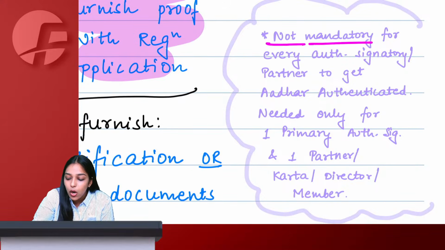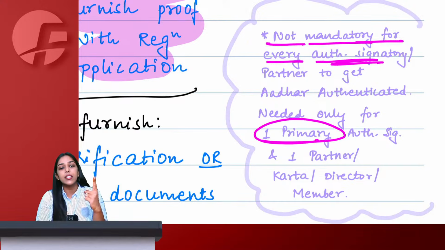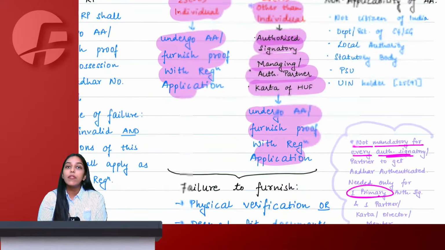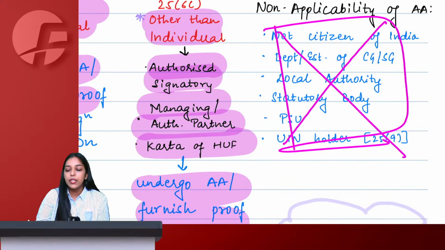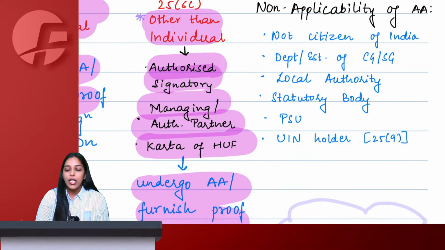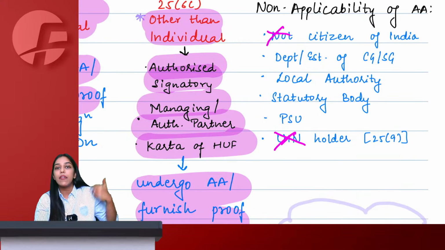So we are saying it is not mandatory for every authorized signatory to get Aadhaar authentication done. Only one primary person and any one other partner, director, Karta member, anyone can get Aadhaar authentication done. Not required for everyone. And these people are never required to undergo Aadhaar authentication. If you are not a citizen of India, you of course do not have an Aadhaar card. If you are a UIN holder, of course you are from outside India, you do not have an Aadhaar card.